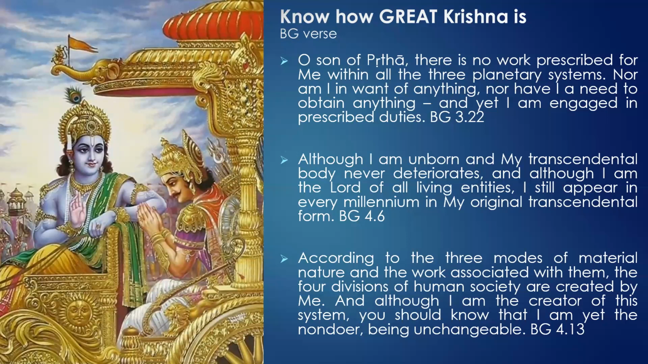Prabhuji, can I ask one question here? Can you explain more on this third verse, what it says? "Although I am the creator of this system, you should know that I am yet the non-doer." Yes, non-doer means he's not involved in the creation. He does not send me into this home out of preference, because he's udasina, indifferent. Maybe that will explain the non-doer part. He's doing it while remaining indifferent to each soul.